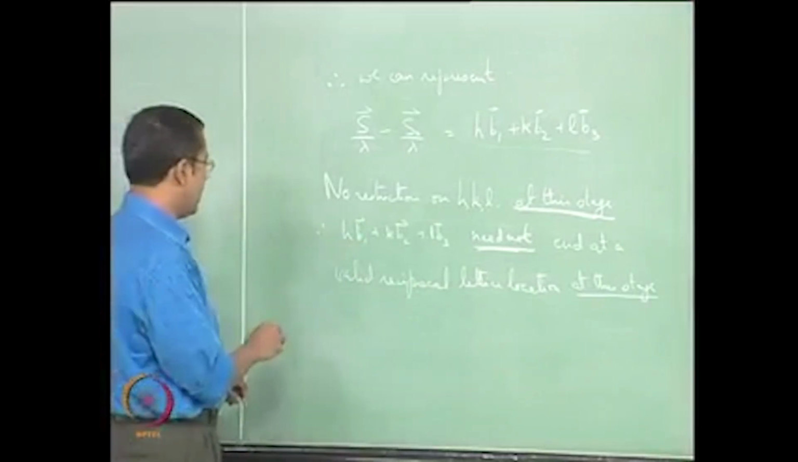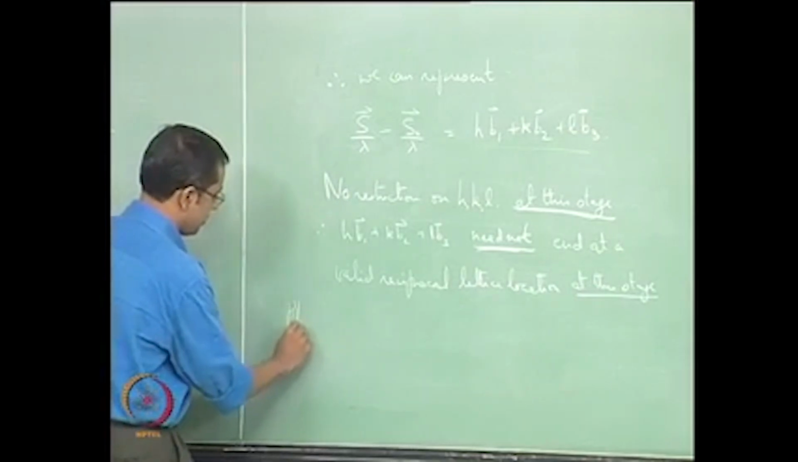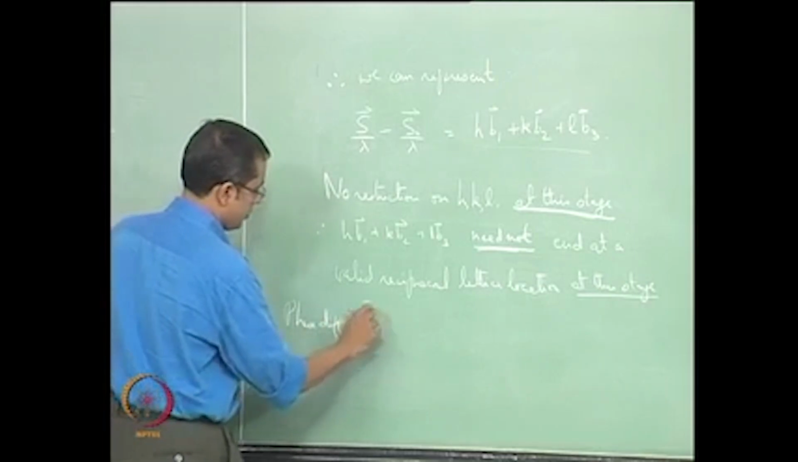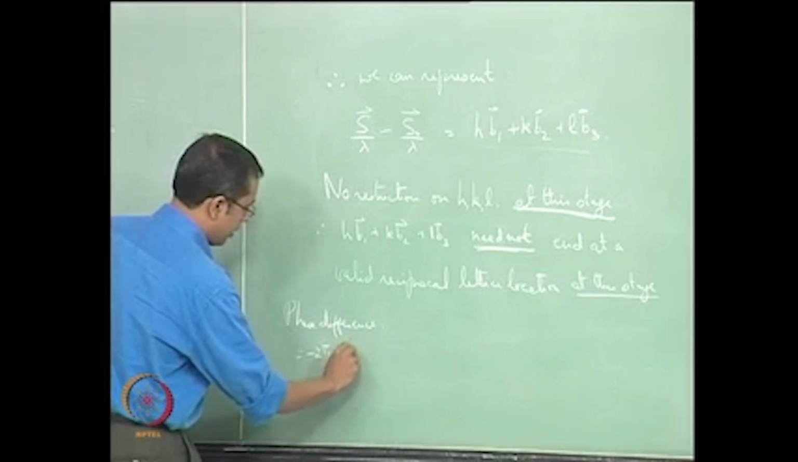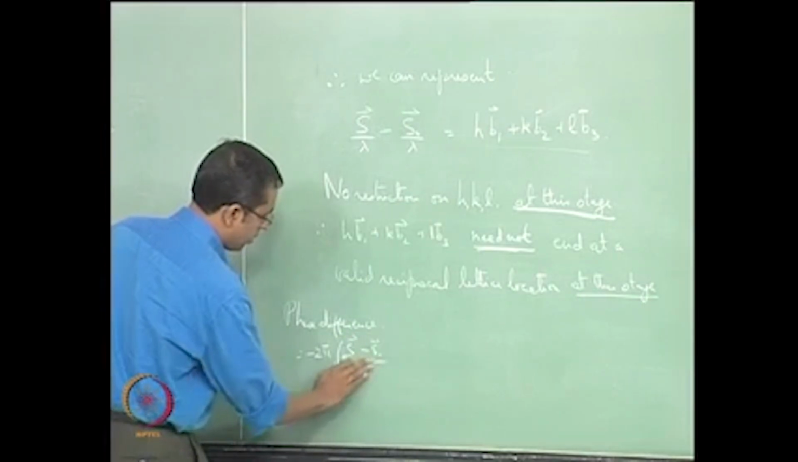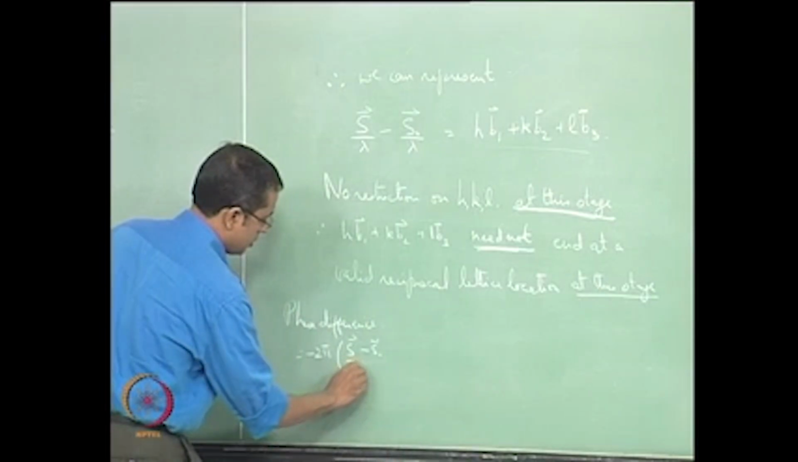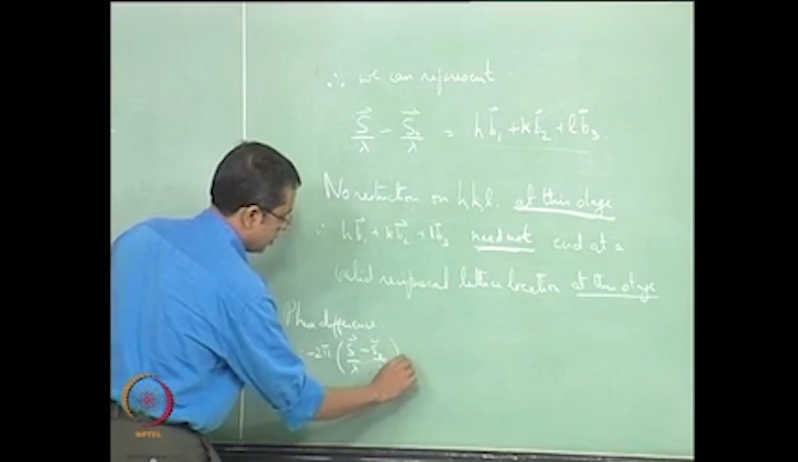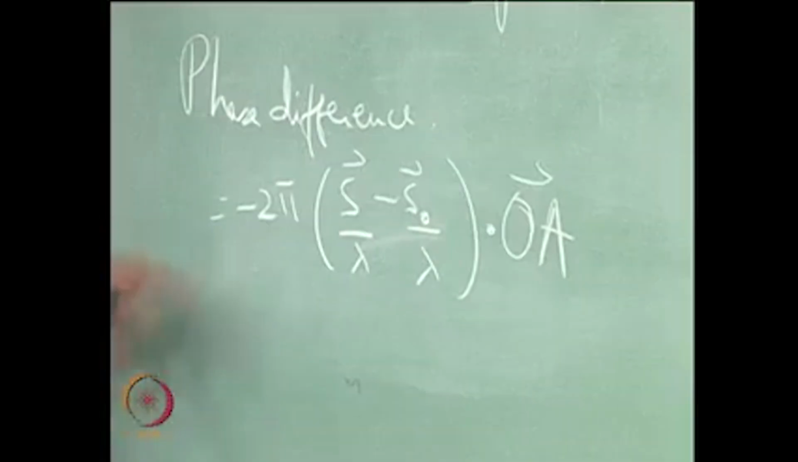Now we are saying that the phase difference is equal to minus 2 pi times S minus S naught by lambda. So this is what our phase difference is.